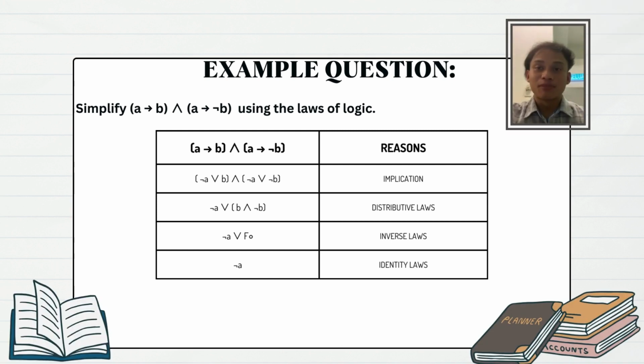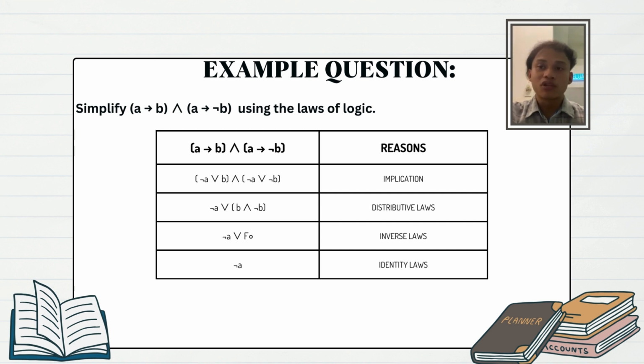The question: simplify (if A then B) and (if A then not B) using the laws of logic. The first step that we use is implication. It will become (not A or B) and (not A or not B).